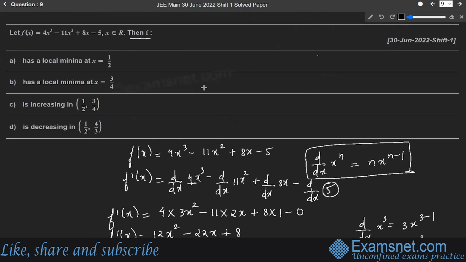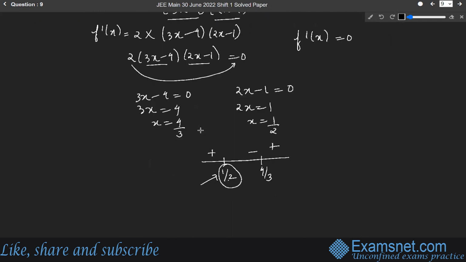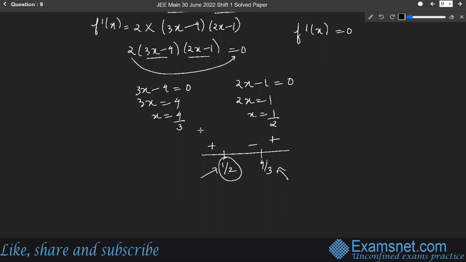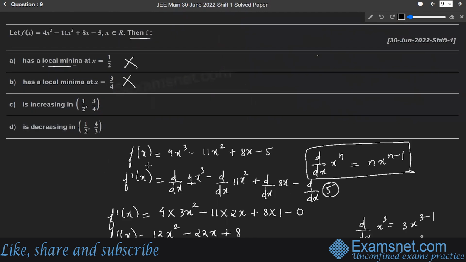Okay. In the options, it is given that it has a local minima, but we cannot see minima at any of the points. Okay. We see maxima in both the points. And we also find that this is a decreasing function in the interval of 1 by 2 and 4 by 3. Okay. So the correct option is decreasing in 1 by 2 comma 4 by 3. Hence the correct option is option D here.